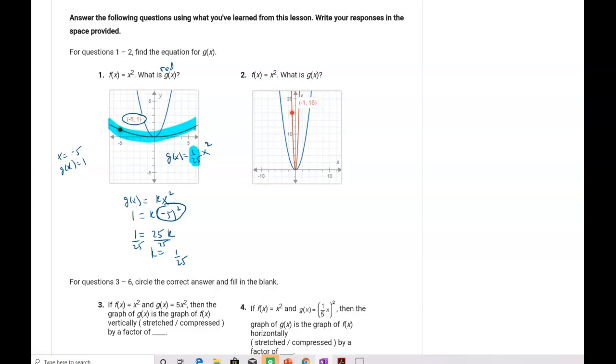Next one, what is g of x? If g of x, again, is equal to f of x, and f of x is x squared, we know it's k times x squared. So in this case now, I'm going to replace g of x with 16. This is basically your y value, equals k times x is -1, so -1 squared. So 16 equals -1 squared is 1, k, so k is 16. So right away from here, if k is 16, I know g of x is equal to 16x squared.